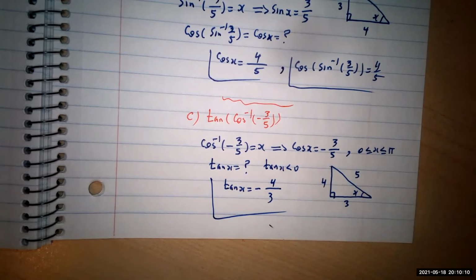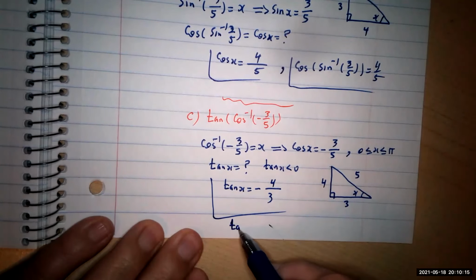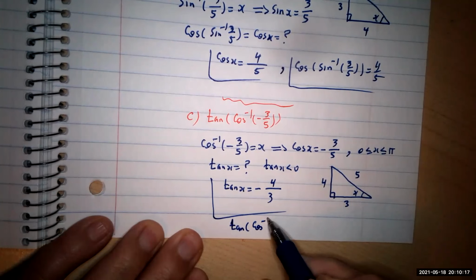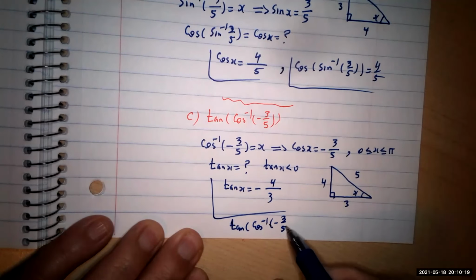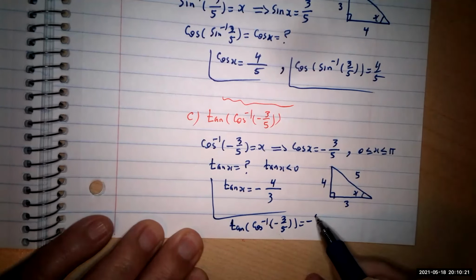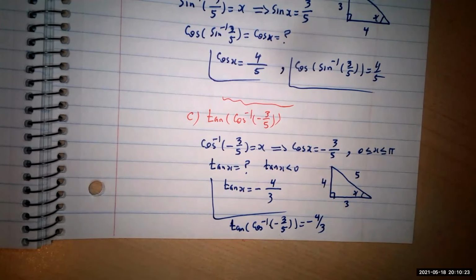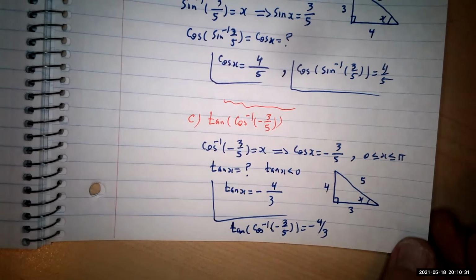So negative 4/3 is going to be the final answer. Okay, any question? So just don't miss those negative, positive signs. Again, we did quite a lot in test 2, I think. Those inverse trigonometric functions, or test 3.